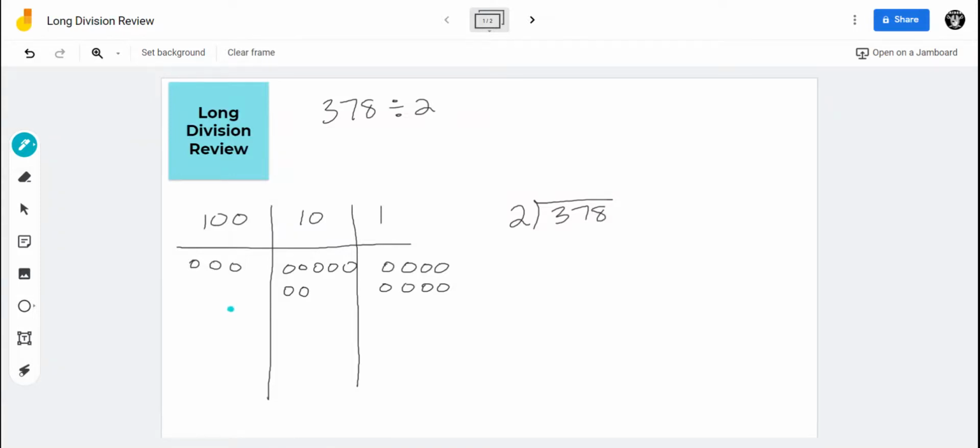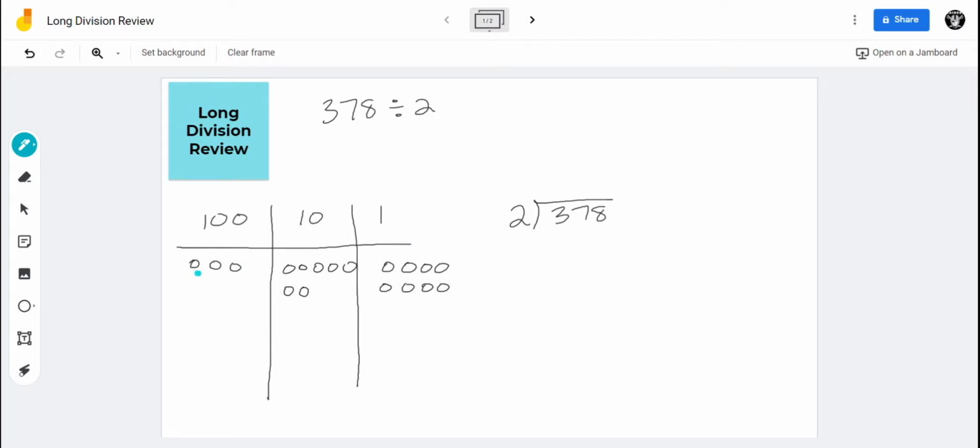Okay, students, we are here to do some long division review. We are going to review how to divide numbers with place value discs on a place value chart. We're going to review the standard algorithm, and we're going to do a check answer to use multiplication to check our quotient.